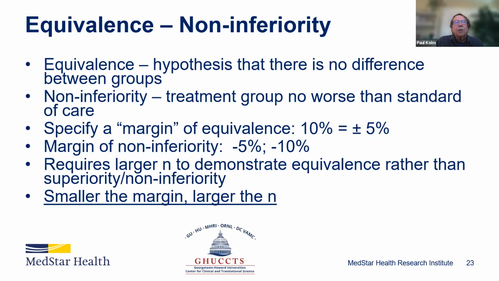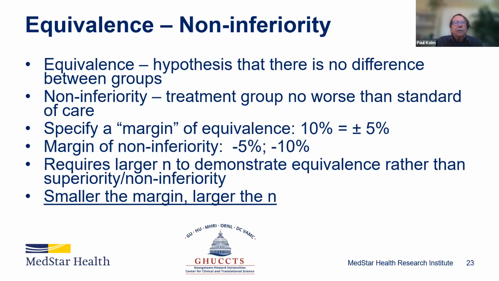But if you actually want to show equivalence or non-inferiority, that is, so for example, that a treatment group is no worse than a standard of care or a placebo group, then what we need to do is we need to specify a margin of equivalence or a margin of non-inferiority. And so for equivalence, that means that we could have a value that's lower than the expected value or higher than the expected value.